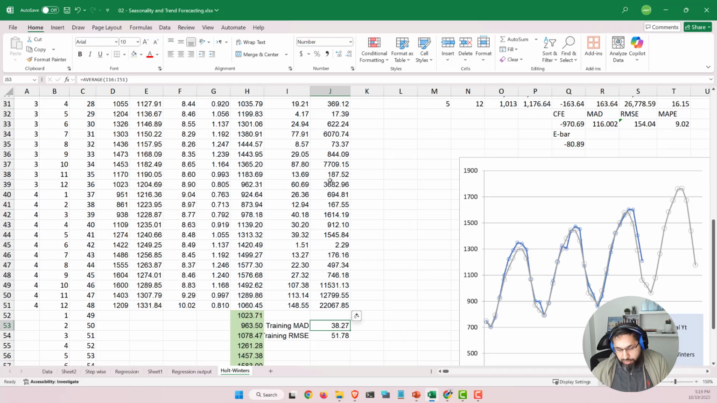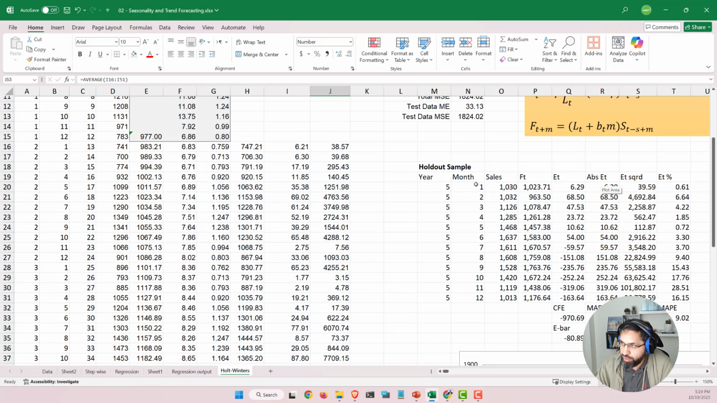This is why you should never rely on just the training data to see what your MAD and MSE in real life will be. For unseen data, you might get a higher MAD and MSE, like the holdout sample shows you.